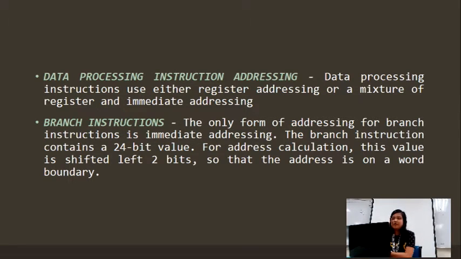The branch instructions are the only form of addressing. For branch instructions, it is immediate addressing. The branch instruction contains a 24-bit value. For address calculation, this value is shifted left 2 bits so that the address is on a word boundary.